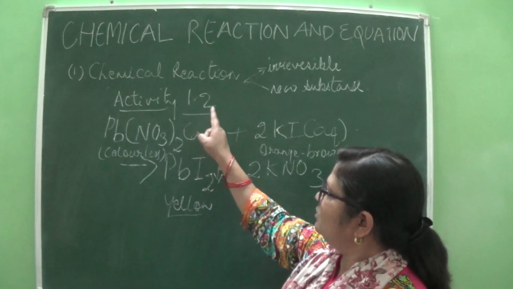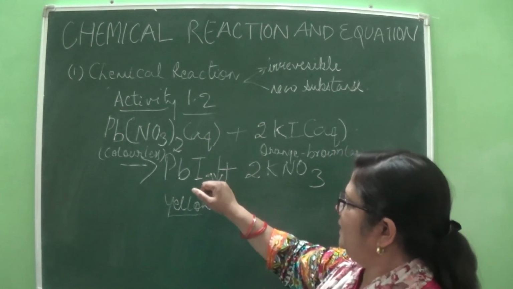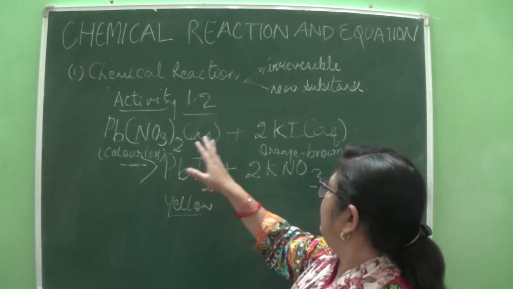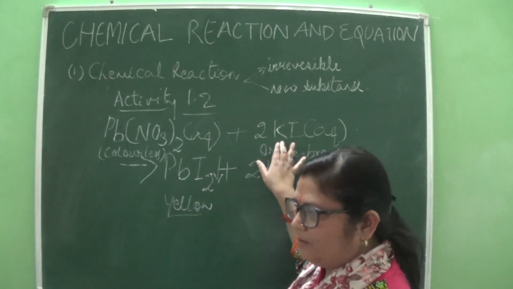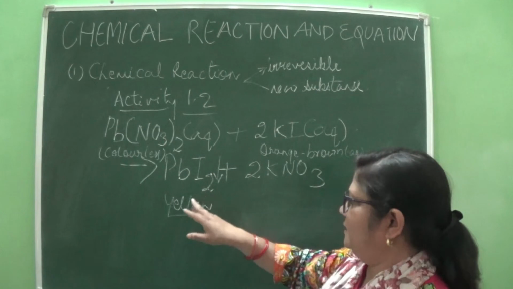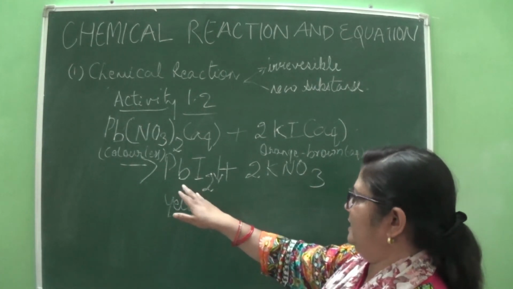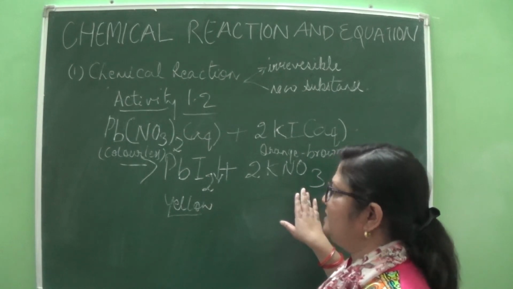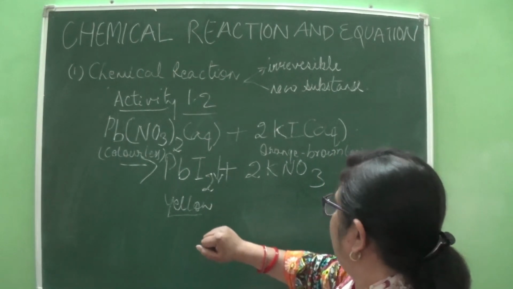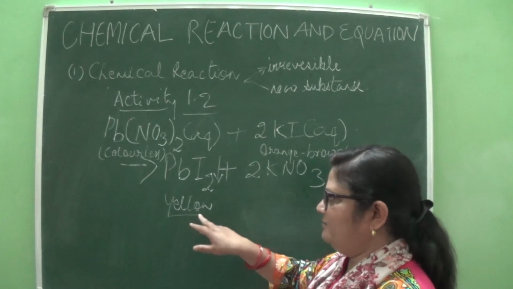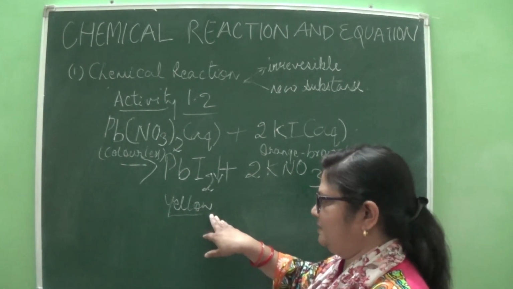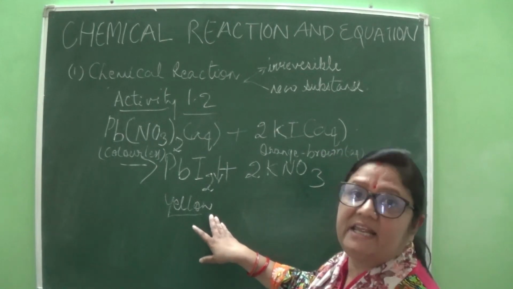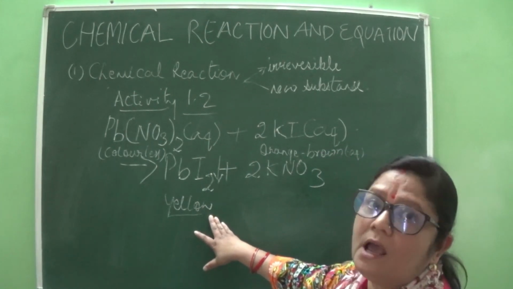Now take activity 1.2 of NCERT. Here it is said that we are taking lead nitrate and adding potassium iodide to it. The products which we get are lead iodide and potassium nitrate. So what changes did we see in this reaction? Here we are getting a yellow precipitate. A precipitate is being formed, and this is an indication of a chemical reaction.